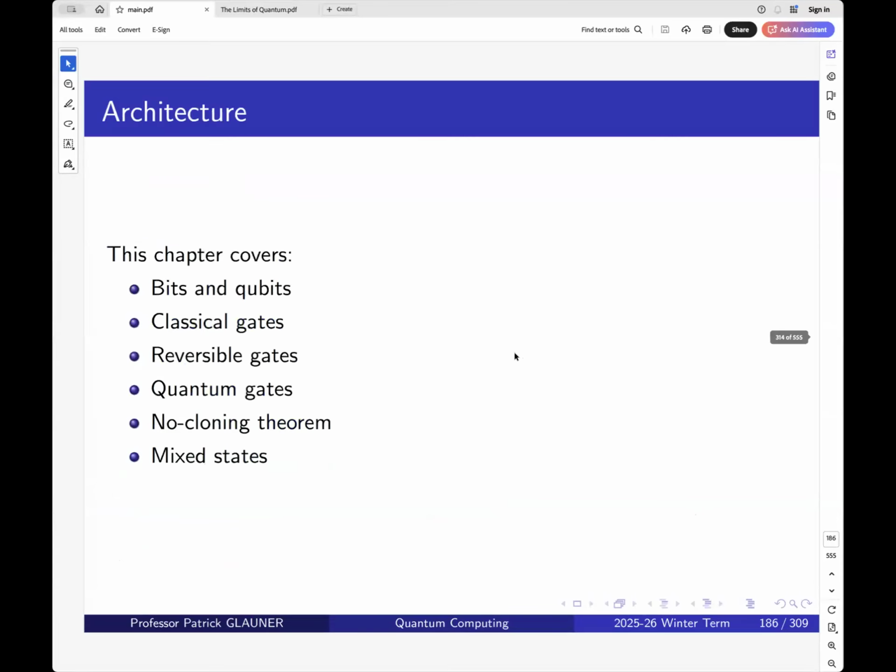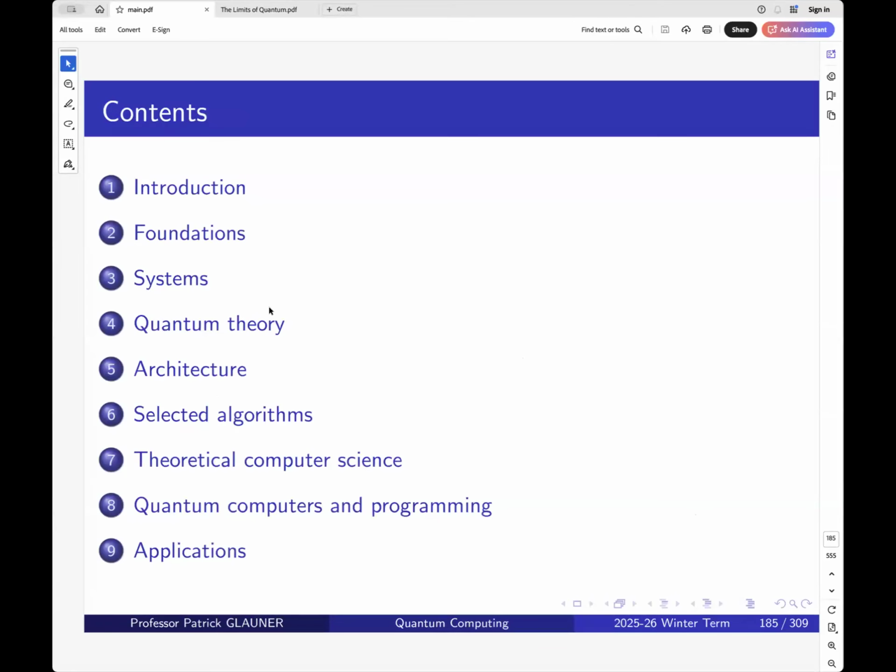And last week we started with the architecture chapter. So we will finish this today and then we will start looking into theoretical computer science. And next week we will look into selected algorithms and so forth.